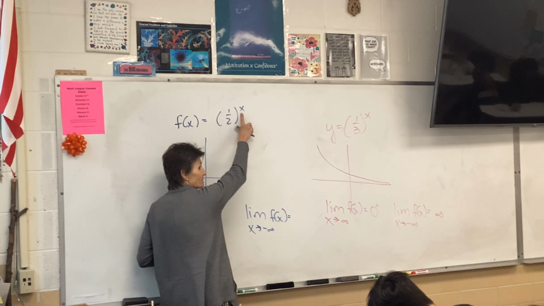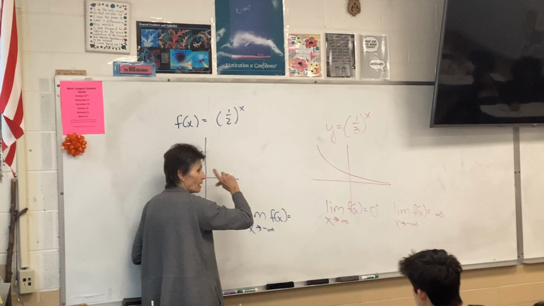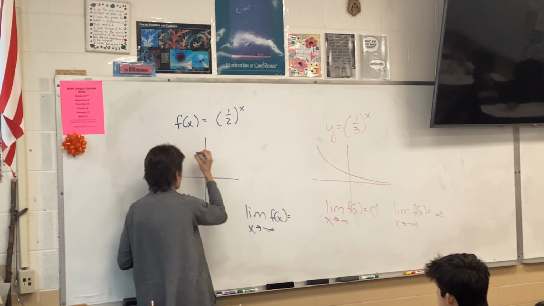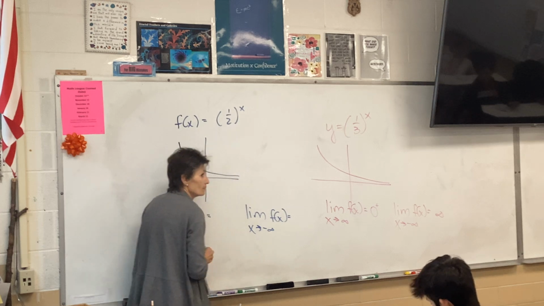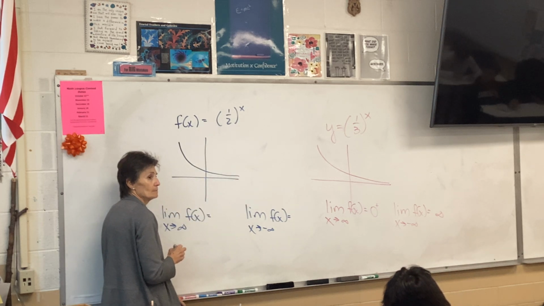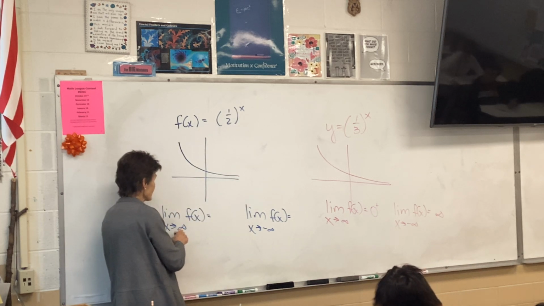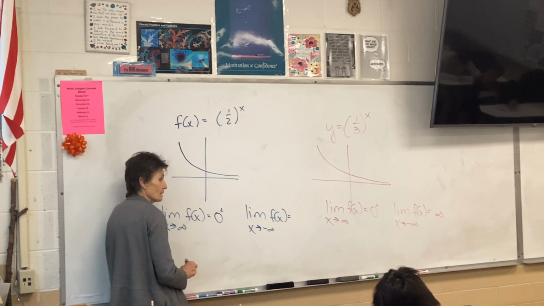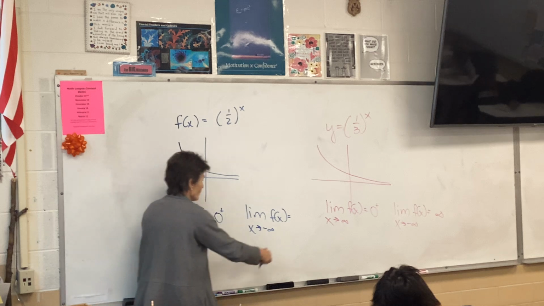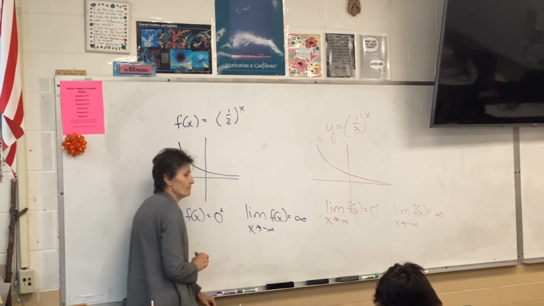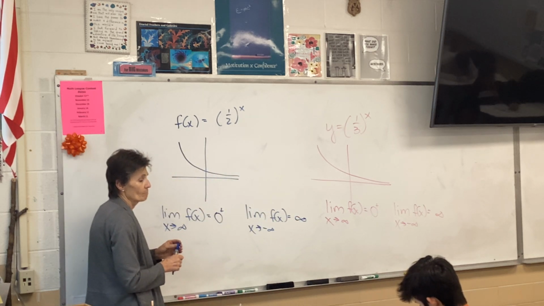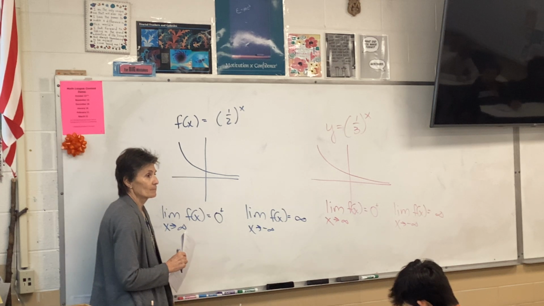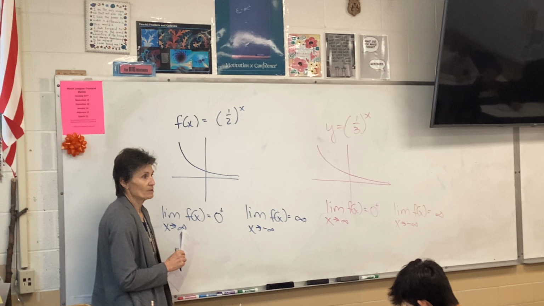Is that already positive? I'm good. I'm ready to go. Is that number bigger than 1? Nope. So this is going to be decay. And as I go to the right, I'm going to 0. And as I'm going to the left, I'm going to positive infinity. Anybody have a question about that? Please ask, because the next one's going to be tricky.